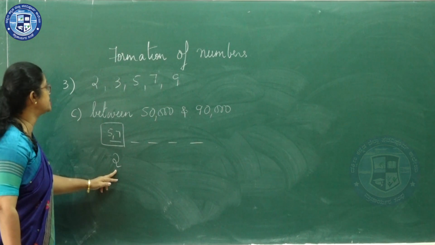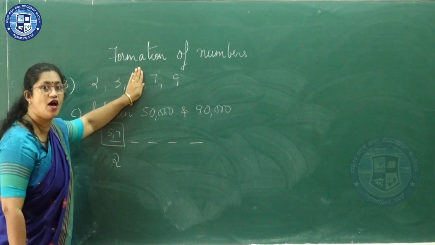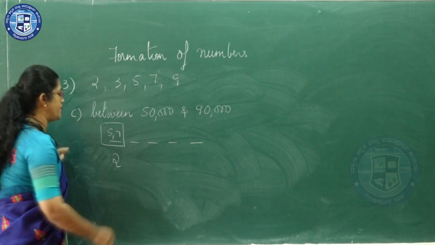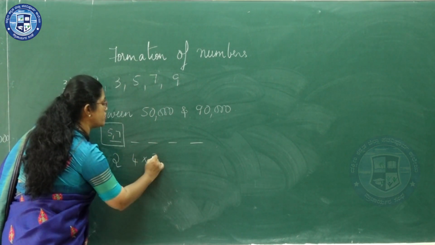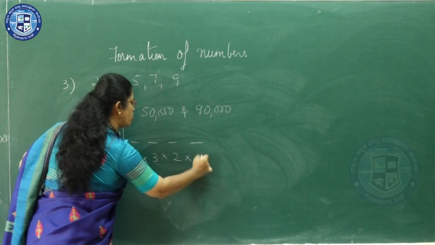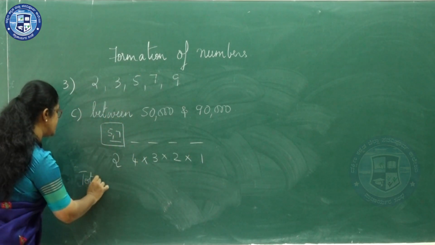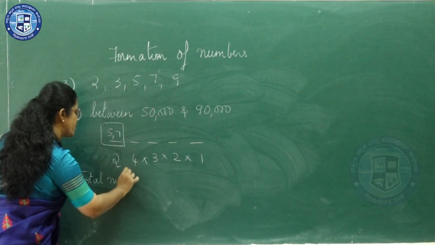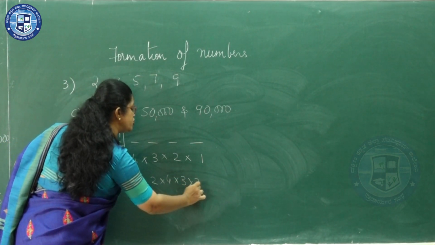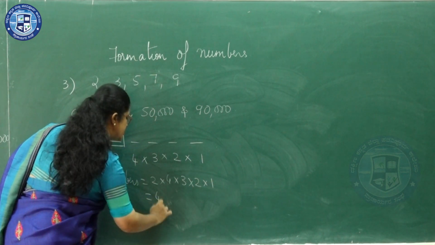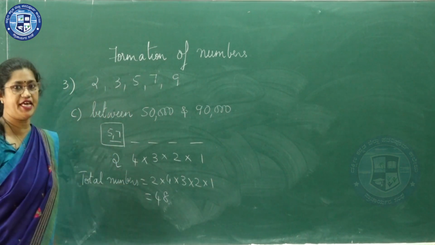So one number is gone, let me say 5 is gone. How many are remaining? 4 are remaining. So this is 4, and then 2 numbers are gone, 3, 2 and 1. So the total numbers is 2 into 4 into 3 into 2 into 1, which is equal to 48.